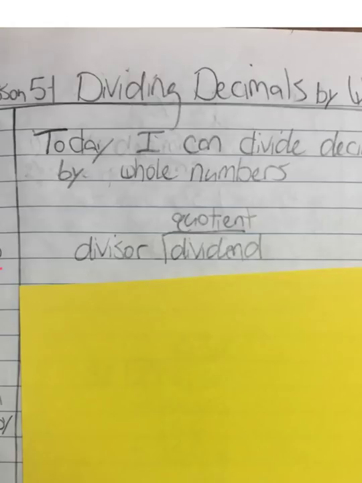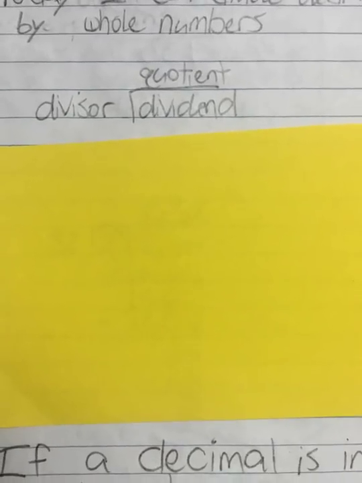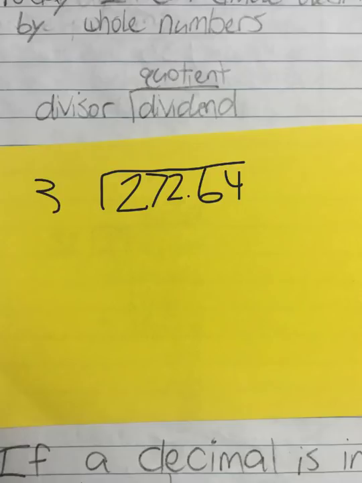Today we're just going to get started right away, no steps or anything. I'm just going to show you an example because I think that is the easiest way, and then we'll have a rule that we write out at the bottom. So the example that we are going to do today is 272.64 divided by the number 32. So this looks different than the whole numbers that we did yesterday because we have this decimal over here.